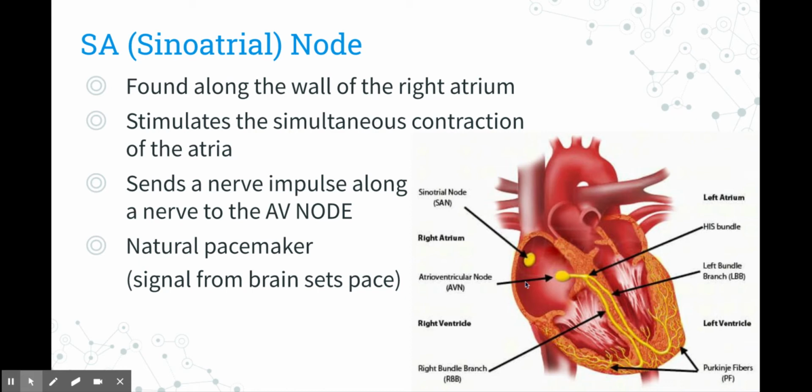The atria always need to contract together. The ventricles always need to contract together. So the top of the heart contracts, then the bottom of the heart contracts. The SA node, after it's done its contraction, sends an impulse along to the AV node, which then controls the contraction of the ventricles. The SA node is also known as our body's natural pacemaker.